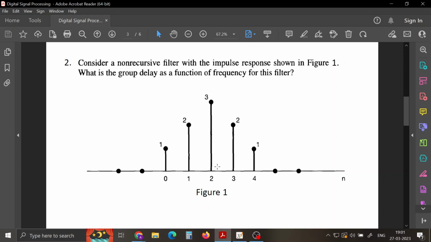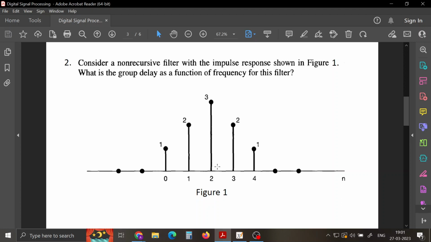We have been given a non-recursive filter with an impulse response. So impulse response means this is small h of n, shown in figure 1, and we have been asked what is the group delay for this filter. What is tau of omega, which is the negative derivative of the phase response.